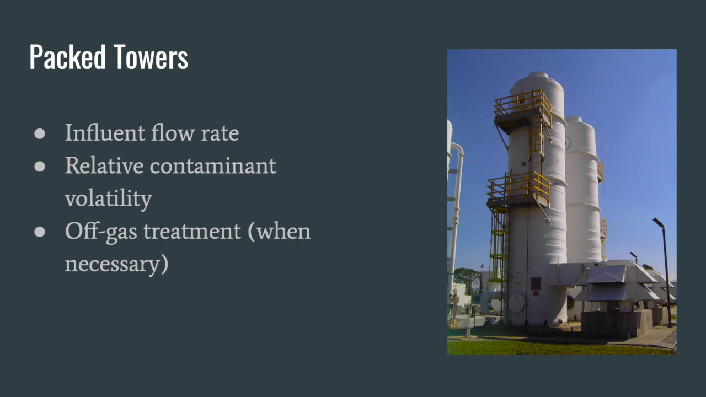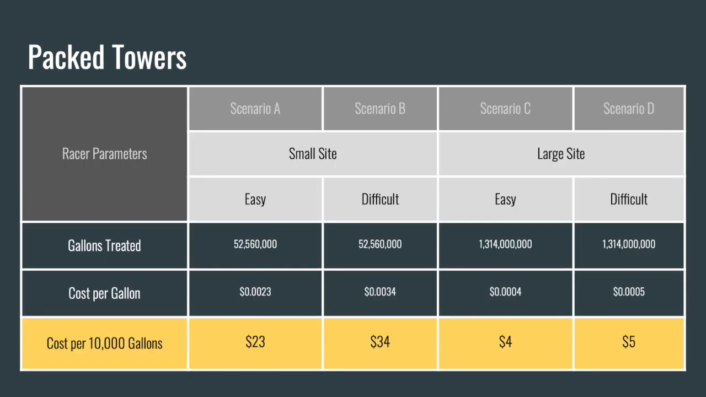Packed towers share the same 3 cost drivers as tray stackers. From the picture on the right, you can see the size of some existing packed towers. As before, the pricing is broken up into scenarios, as different costs will be seen in different sites. Packed towers are equal to or more expensive than low-profile tray stacks. The cost per gallon ranges from $0.0005 to $0.0025. The estimated cost shown in both of the forms of gas strippers used the same gallons treated for each scenario, so the pricing can be compared.